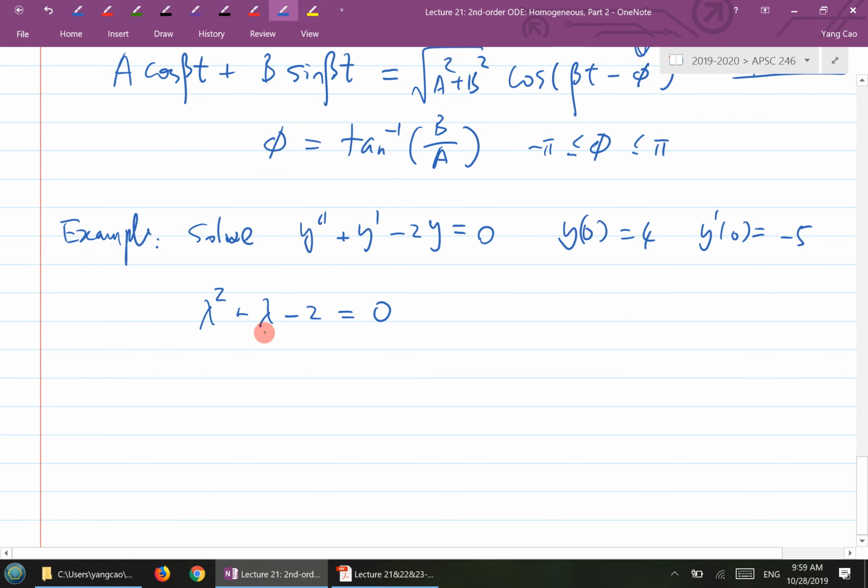Lambda squared plus lambda minus 2. Okay. You can always use the formula to get the roots. There's nothing wrong with that. But I think often what's even faster is you can look at it and see that you can actually factor this quadratic equation into two terms.